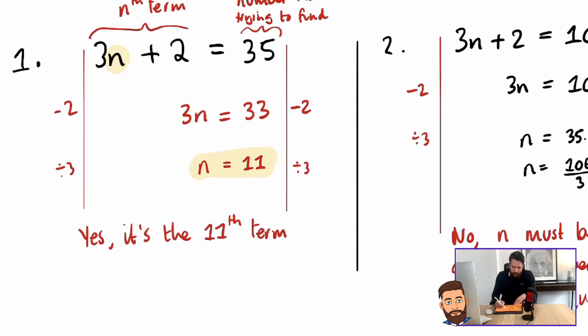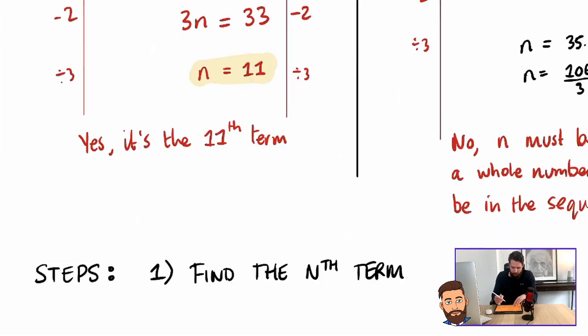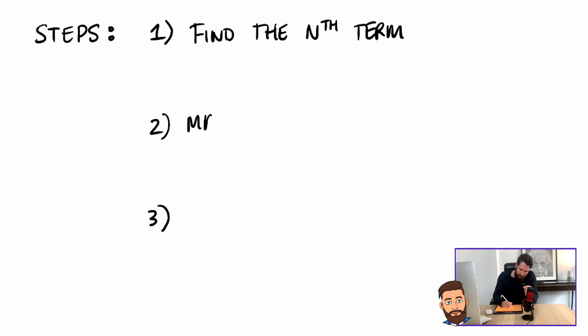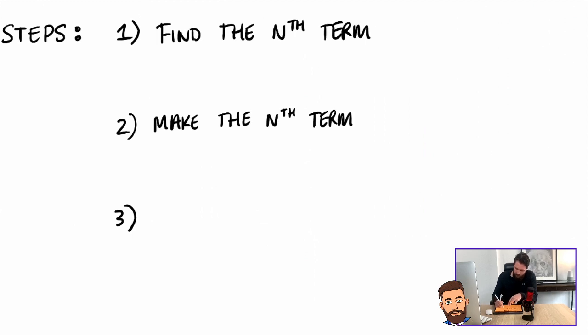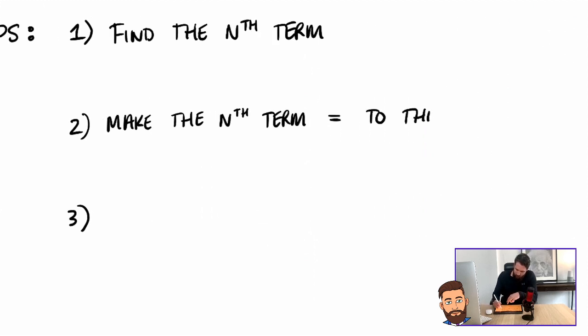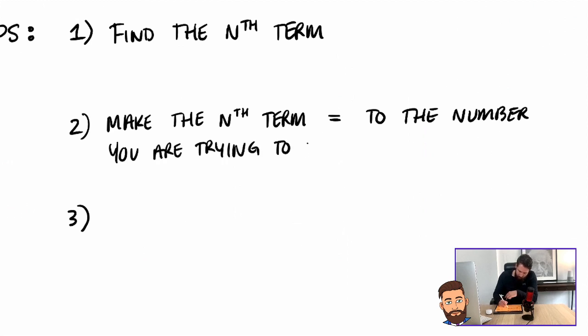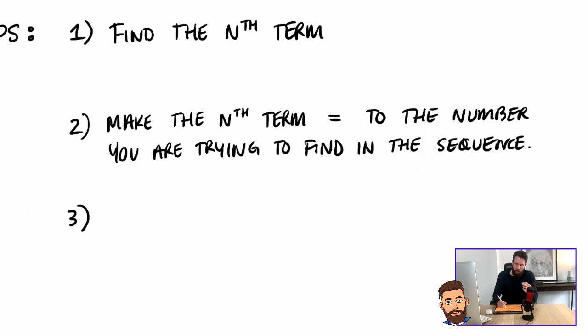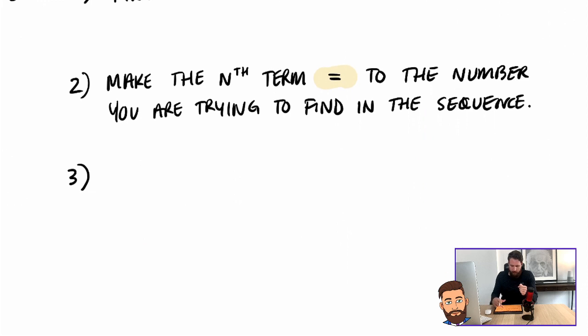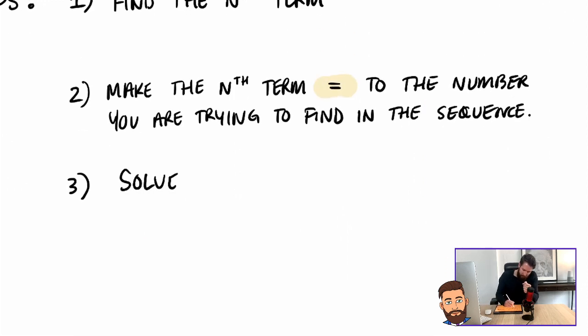The second step was we made it equal to whatever we were trying to find. So step 2: make the nth term equal to the number you are trying to find in the sequence. So you take your nth term and you just make it equal to whichever number they've asked you to find. Okay. Step 3: solve. We solved the equation.